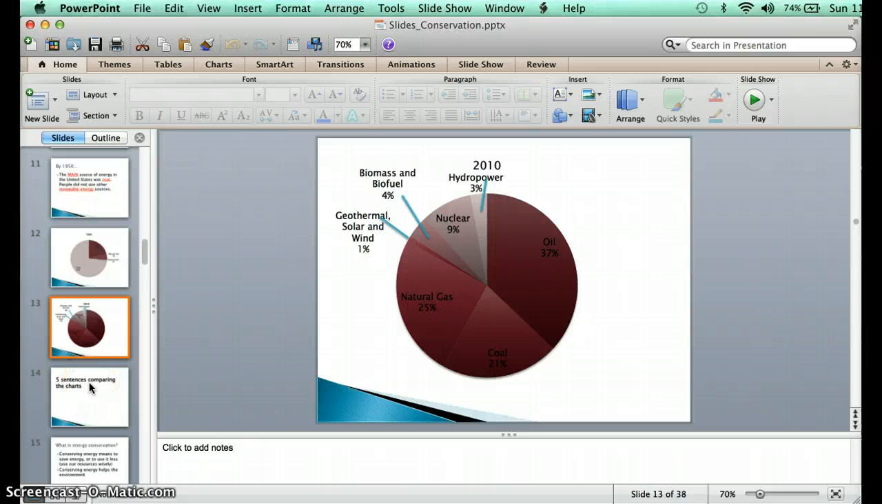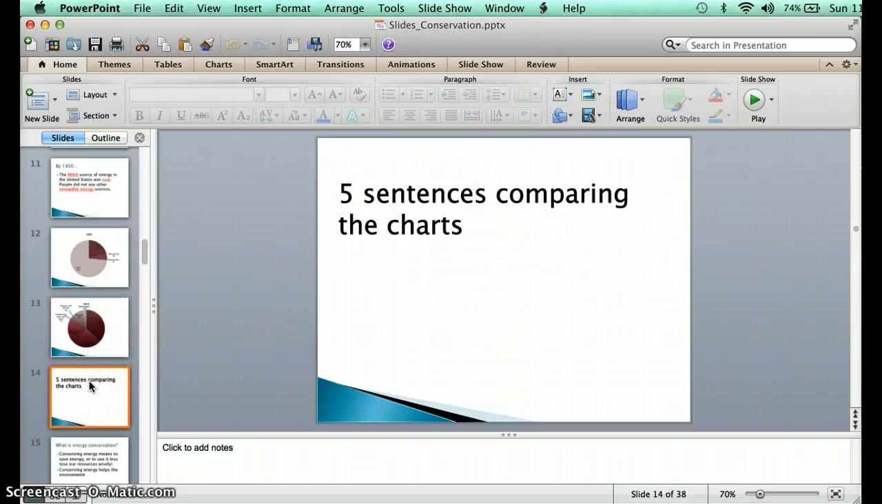Okay, after you've filled out the 2 pie charts, you're going to write 5 sentences on those 5 lines underneath the pie chart comparing the 2 charts. So I really want you to look at those 2 graphs and explain some differences, some similarities. You can go into detail about the types of resources and use your notes from this week and last week.